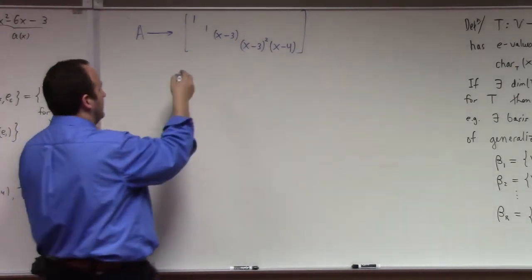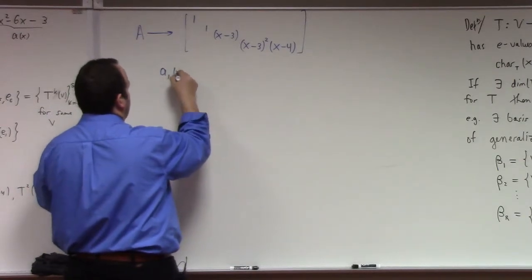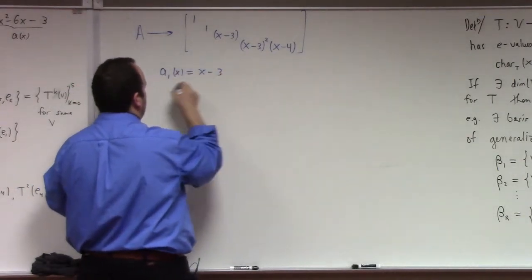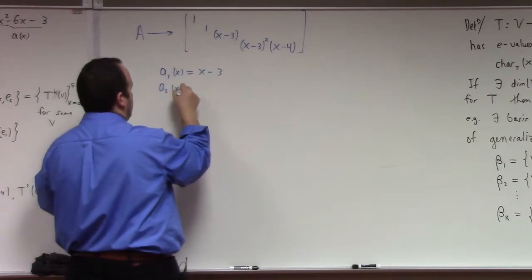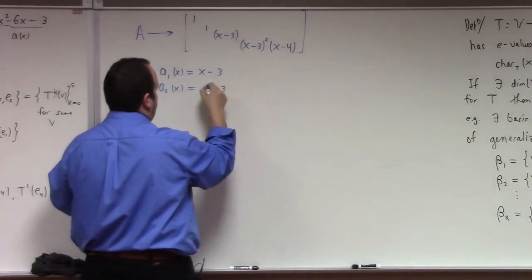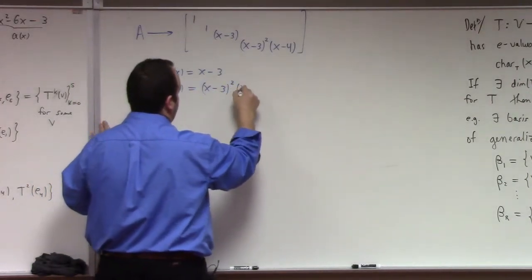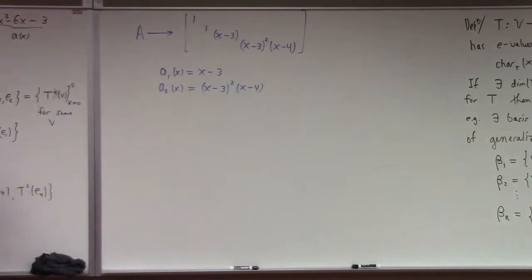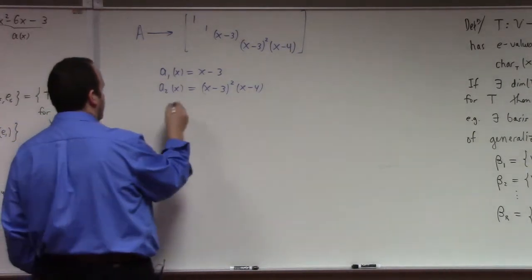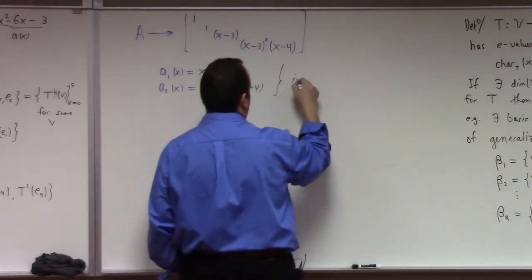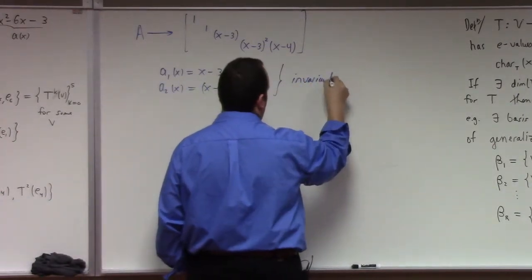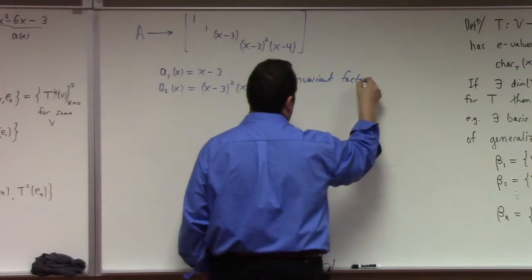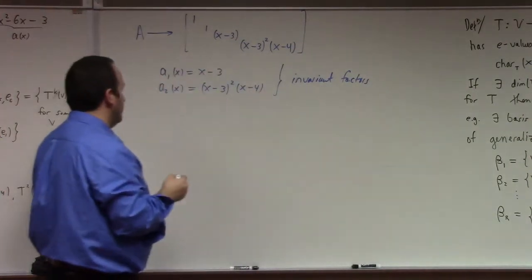So this one, we have what? A1 of x is x minus 3, and A2 of x is x minus 3 squared times x minus 4. These are the invariant factors. What are the elementary divisors in this case? Can you guys help me out?